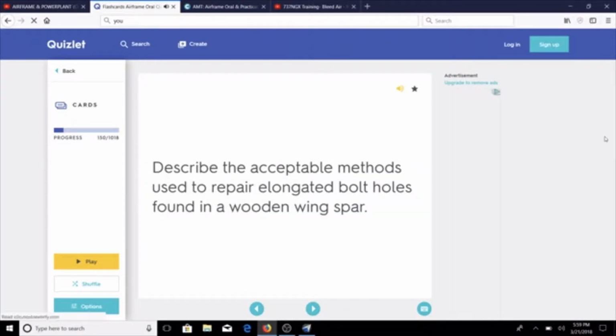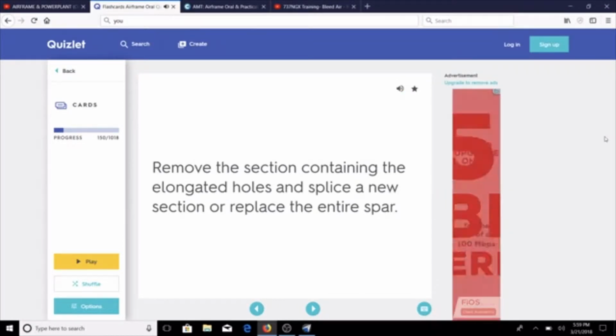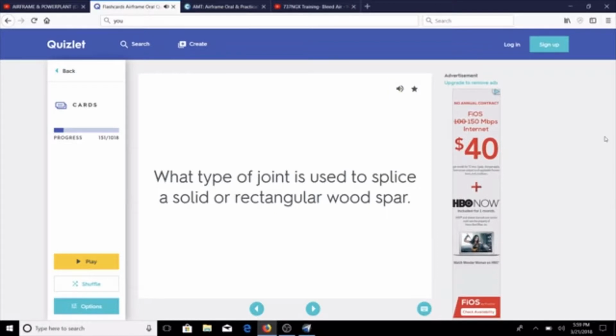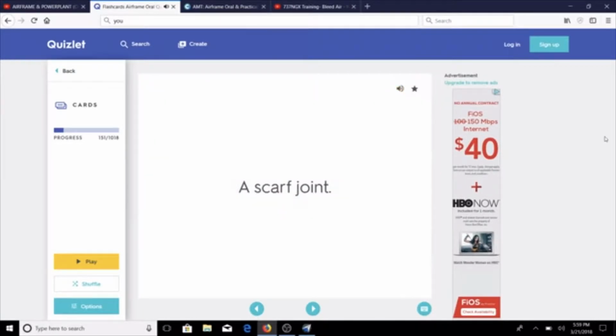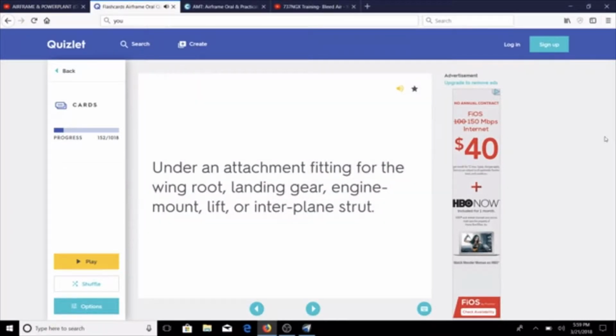Describe the acceptable methods used to repair elongated bolt holes found in a wooden wing spar. Remove the section containing the elongated holes and splice a new section or replace the entire spar. What type of joint is used to splice a solid or rectangular wood spar? A scarf joint. In what areas are splices to a wood spar prohibited? Under an attachment fitting for the wing root, landing gear, engine mount, lift, or interplane strut.